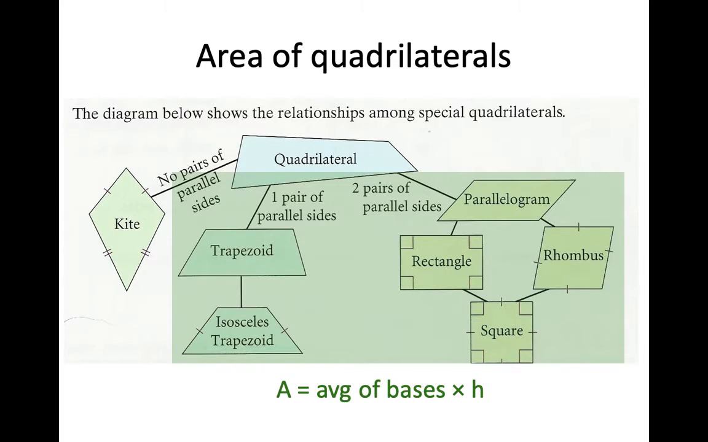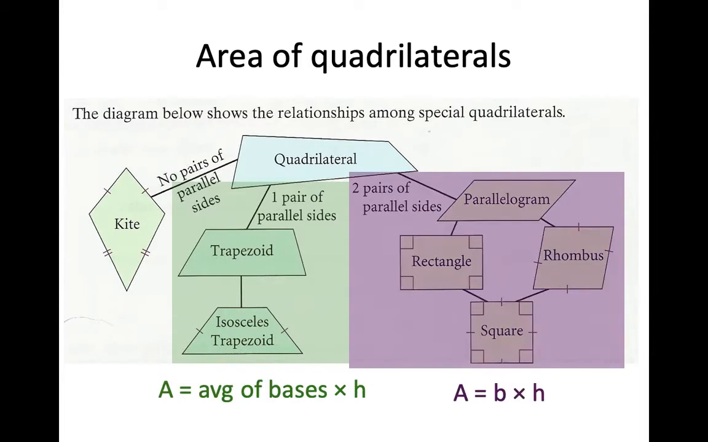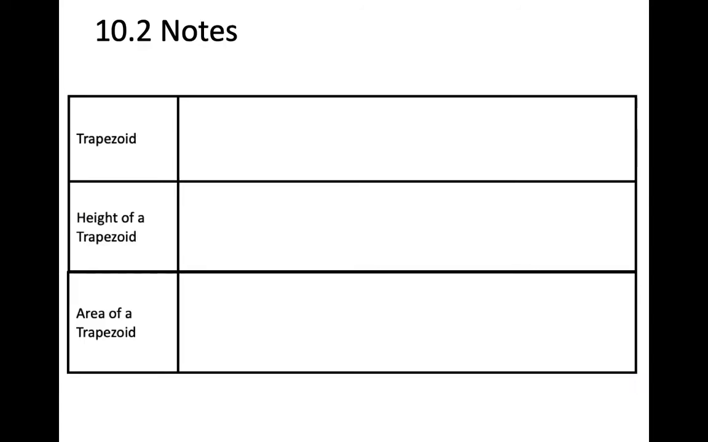In fact, the average of the bases times the height would work for all parallelograms and trapezoids, except it's just much easier to remember base times height because, of course, the average of the bases of a rectangle, rhombus, parallelogram, or square is just its base because they're both the same thing.